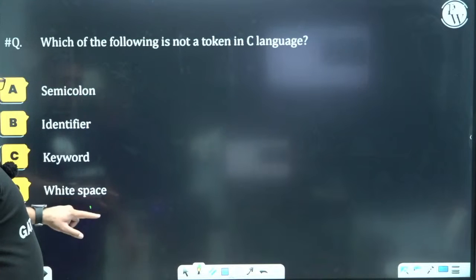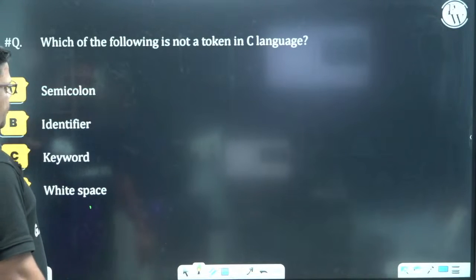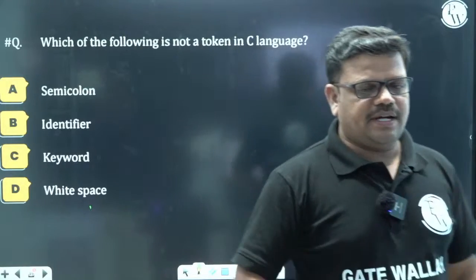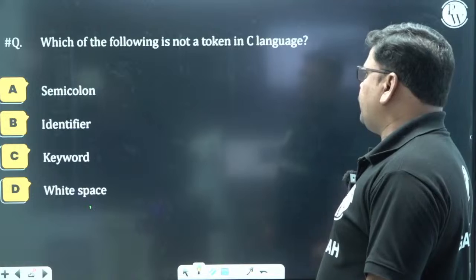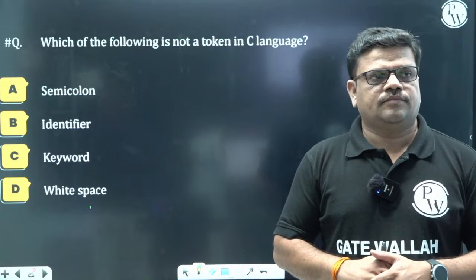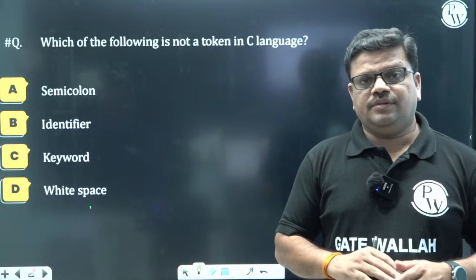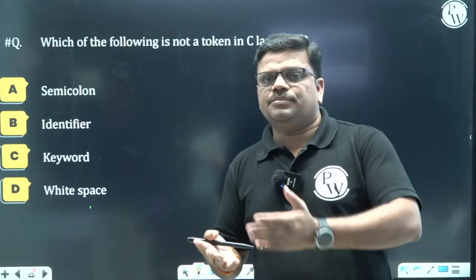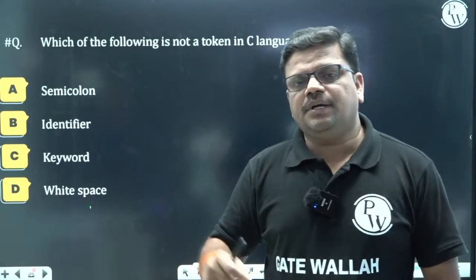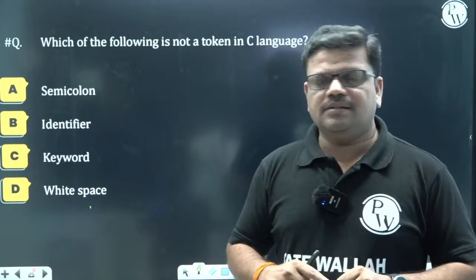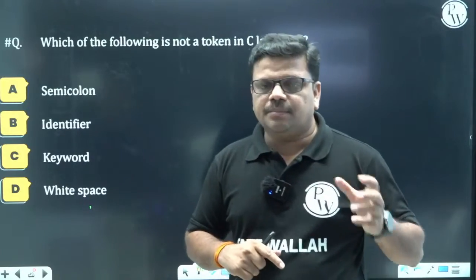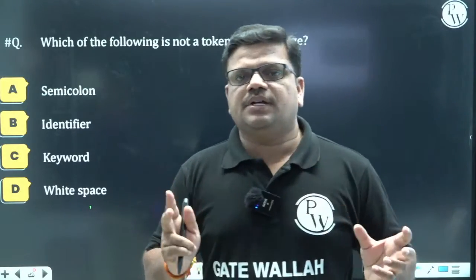If we have a question like this, which of the following is not a token in the C language? So which one will be the answer? Just type in the chat box. There are some things called tokens. Some things will be removed and will not come under the token list: comments is one thing, the other one is white space. So white space and comments will never come under our token list.